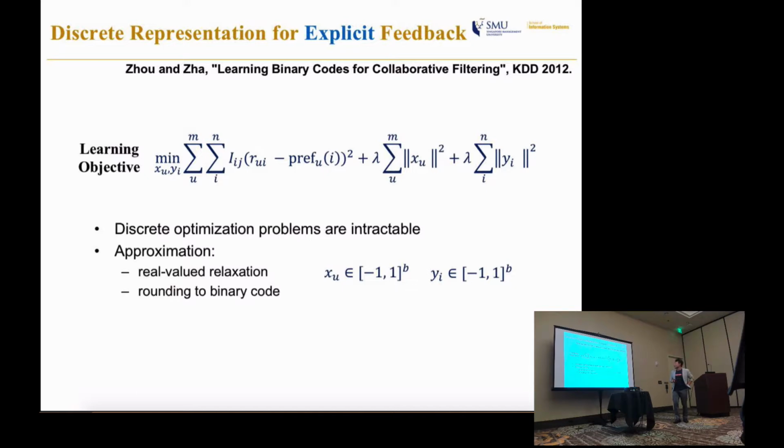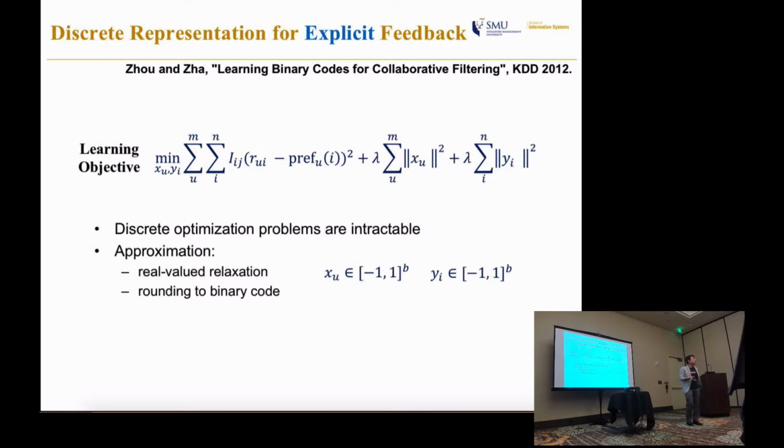So the way to do it then is to first relax the problem into a real value problem, which is now you can find any real value between -1 to 1. Now, because it's between -1 to 1, eventually you get any continuous value in between. At the end of the process, once you learn the values, you need to round it up, you need to round it to binary code.